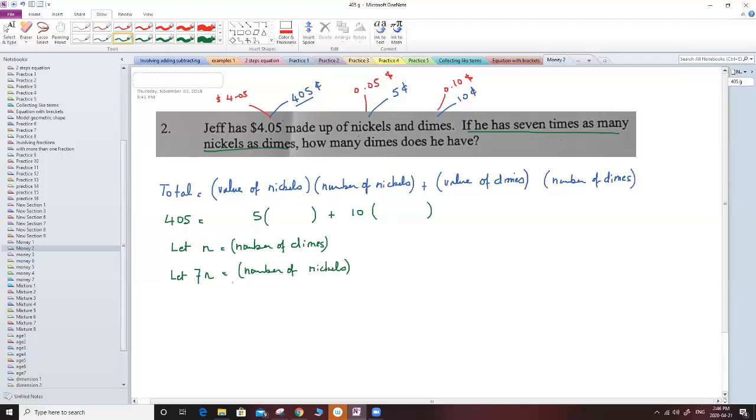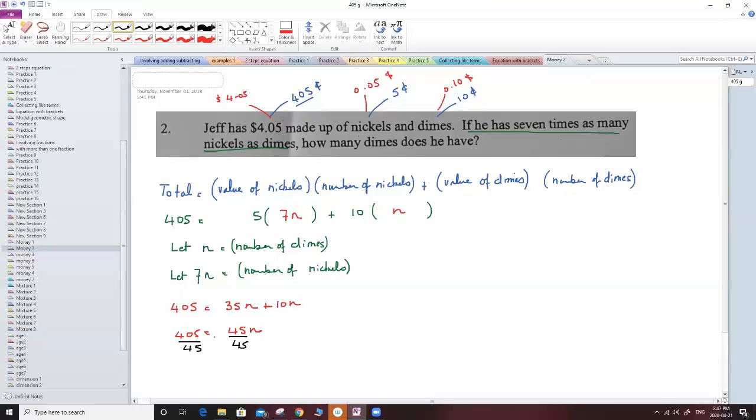Now let's use this n and this 7n in my equation. So for the nickels, the value is 5, times 7n. And for the dimes, it's 10 cents, and the number is n. Now I can write the equation. So 405 equals 35n plus 10n. 35 and 10, that means I have 45n, and 405. Now to isolate the n, I need to divide both sides by 45.